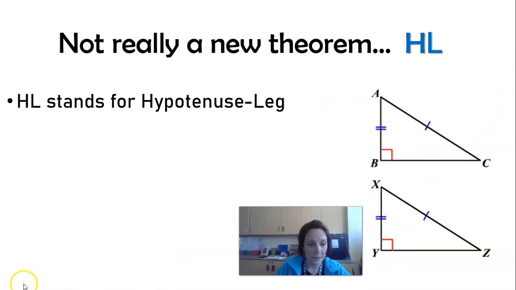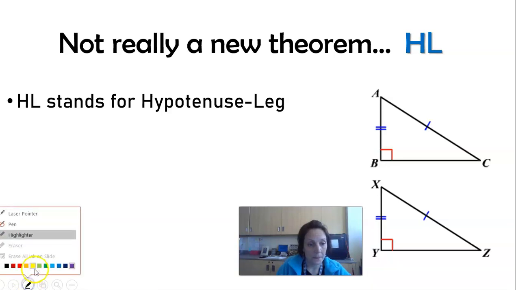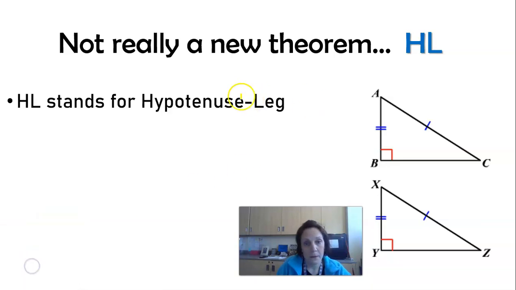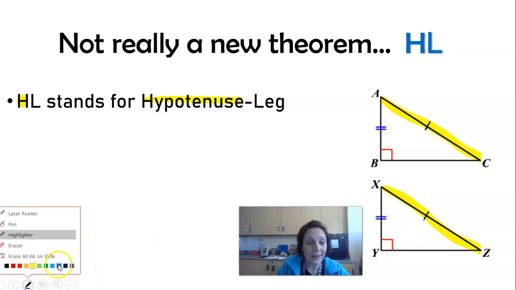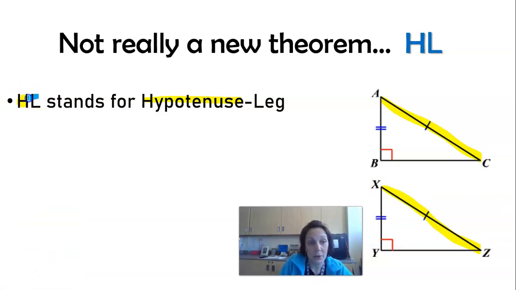So over here in these pictures, my hypotenuse, which is what the H stands for, is the side that is across from the right angle. It's got to be that side. The leg, on the other hand, could be either of the other two. It doesn't have to be a specific one. It could be either of these. These are both legs. In this case, this is the one that's marked.